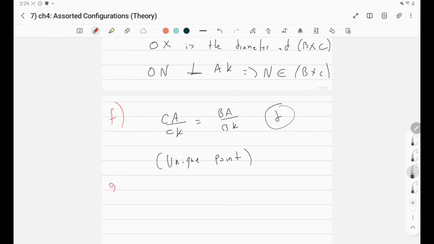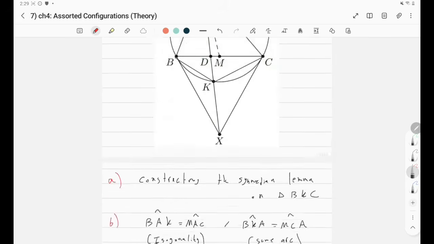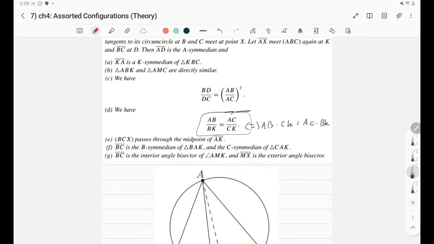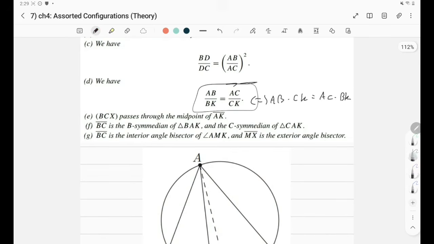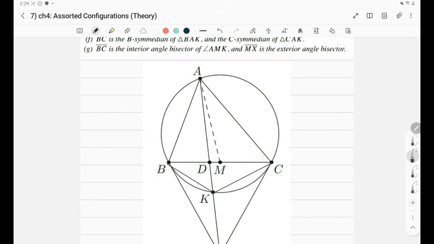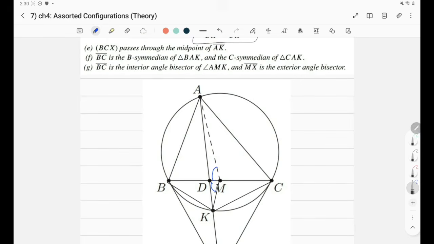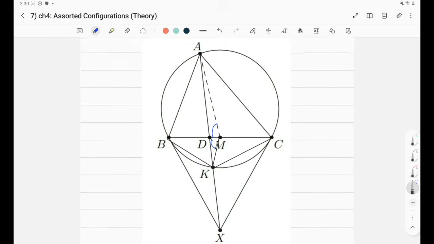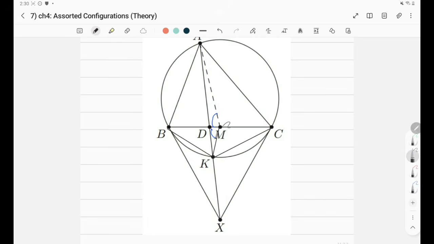Alright, now finally the last property here in the diagram. So we have property G. Property G: BC is the interior angle bisector of AMK. Let's have a look. AMK, let's draw it. This one here. So we have BM, this thing here is the angle bisector of this. So these two angles are equal. And they are telling you that MX is the exterior angle bisector, MX, which is this one here.